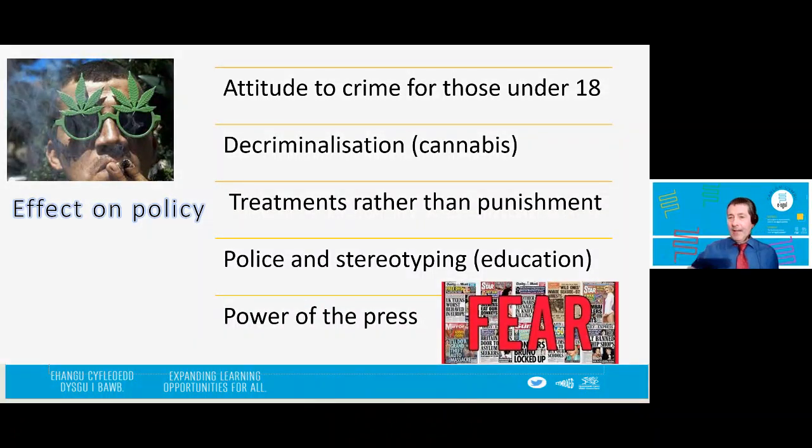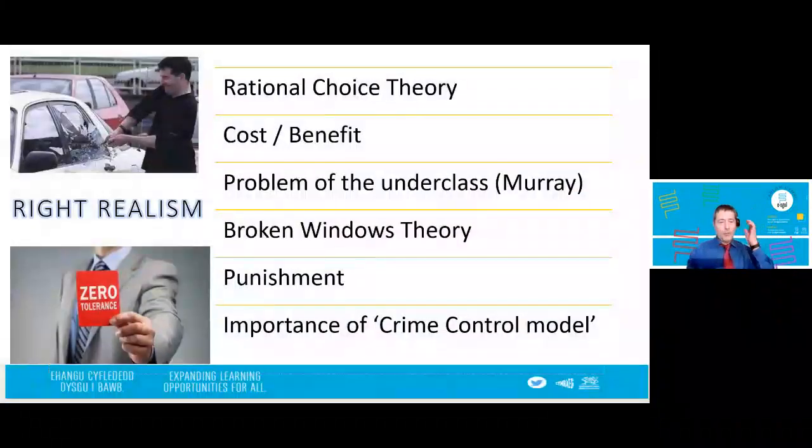We then looked at probably the most powerful and the most influential theory when it comes to criminal behavior, which is right realism. That has been dominant in Britain for quite some time now, especially in the last 20 years. It's the main focus of many, many books by now.